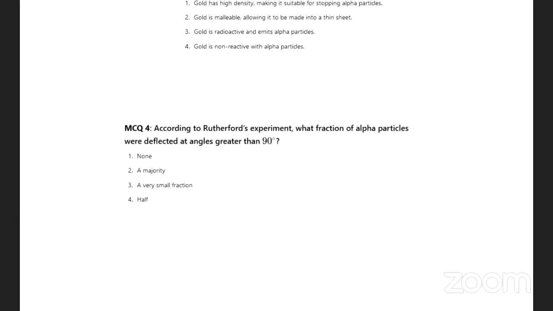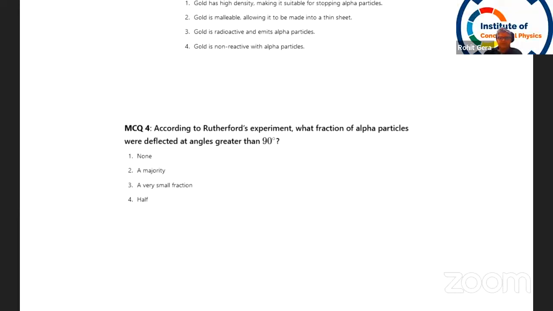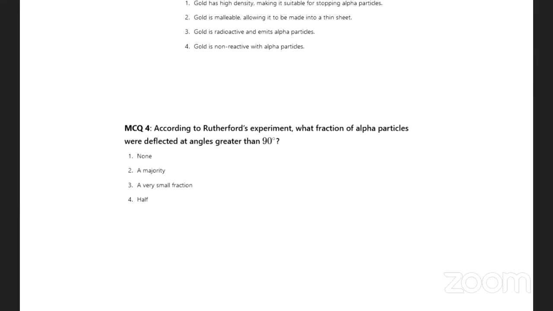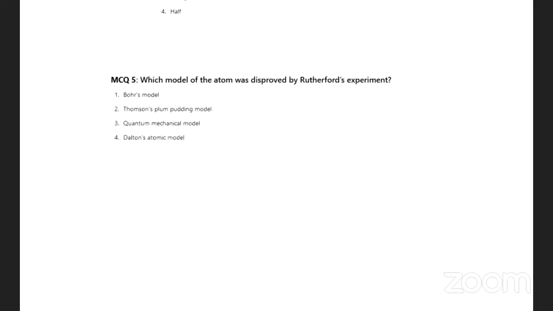Very small fraction. That is correct. I'm putting one. Correct.